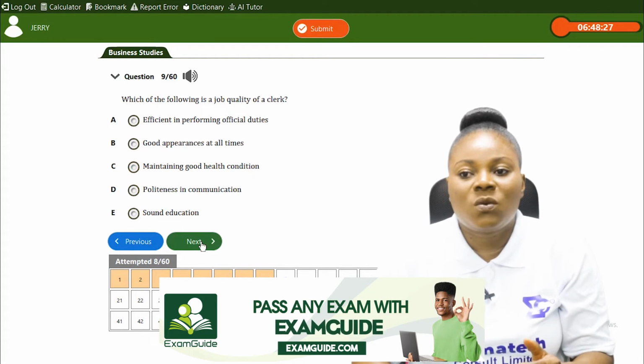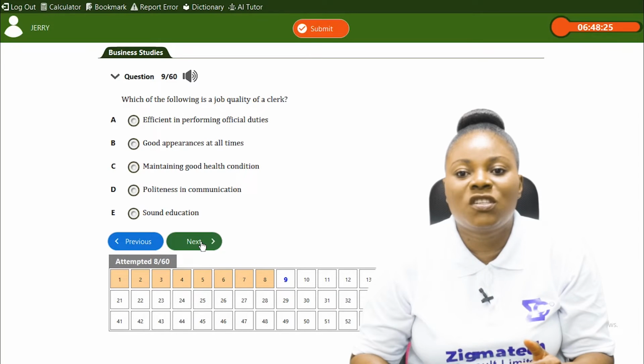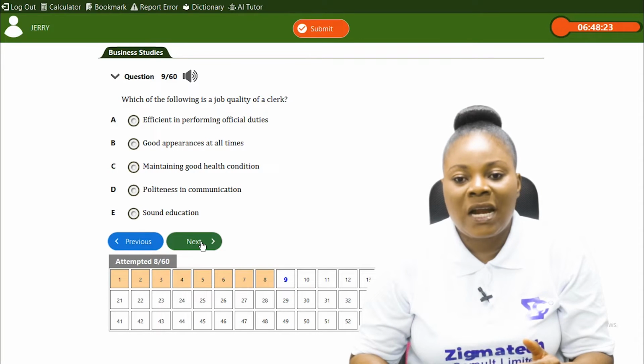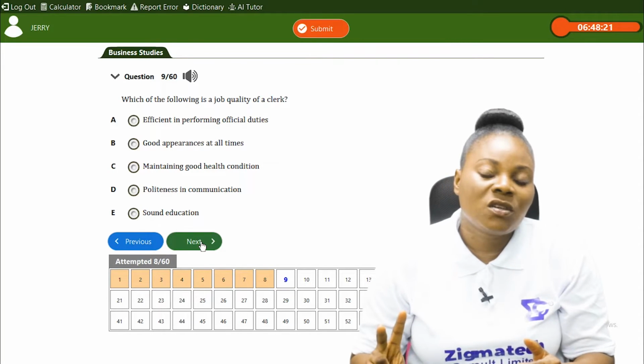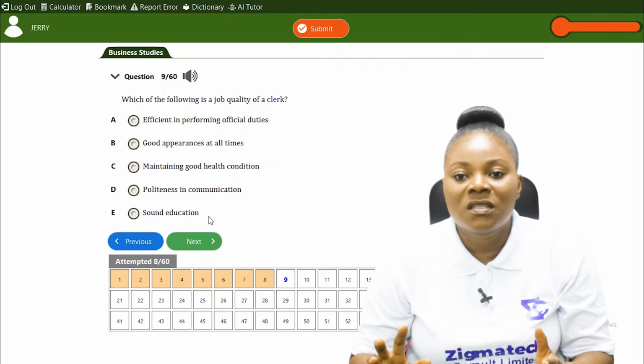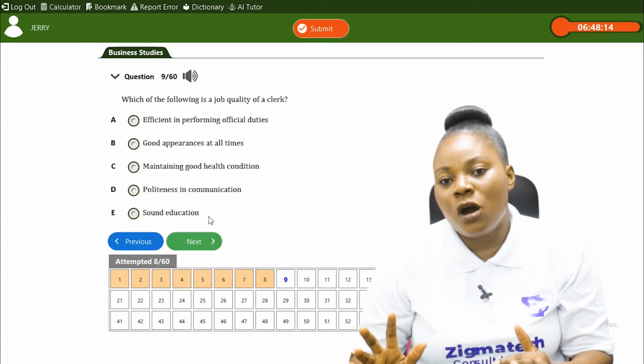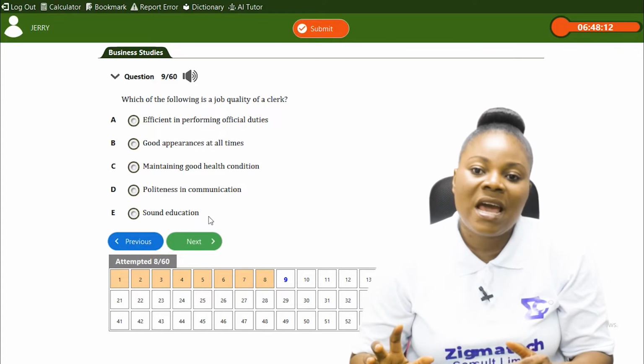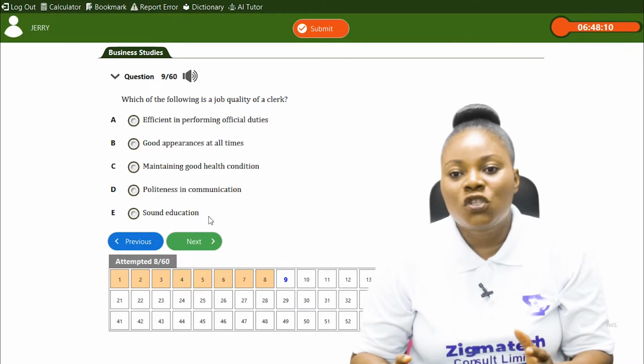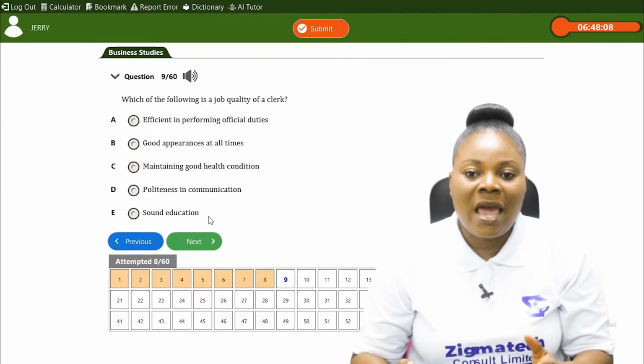The next question, question 9, says which of the following is a job quality of a clerk? There are two categories of qualities of a clerk. We have the personal qualities and the job quality. So the question here is directing us to the job quality of a clerk.